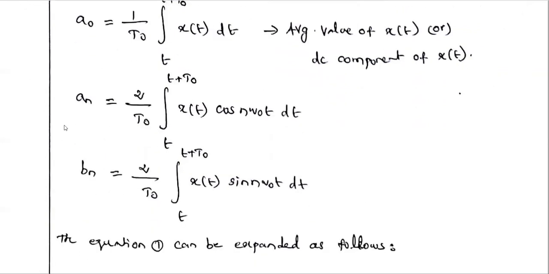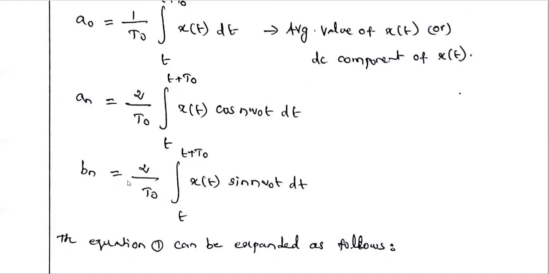Okay, and an and bn are calculated as follows: an equal to 2 divided by T naught, and bn is also 2 divided by T naught. This a naught is 1 divided by T naught. So 2 divided by T naught, integration over one cycle period, the x of t signal multiplied with cos n omega naught t into dt. So we have to multiply the given signal x of t with cos n omega naught t, integrate, and multiply with 2 by T naught, and that gives the coefficient an.